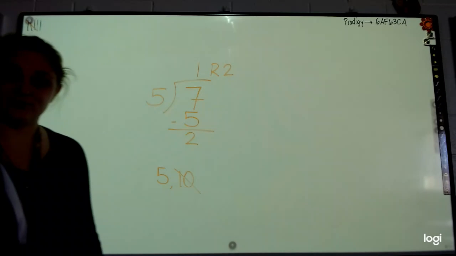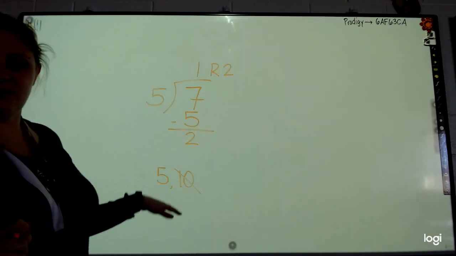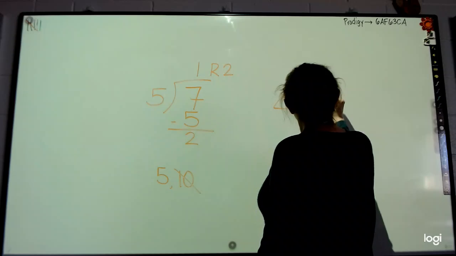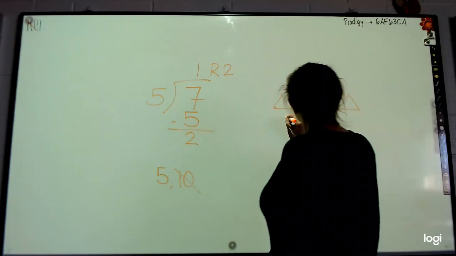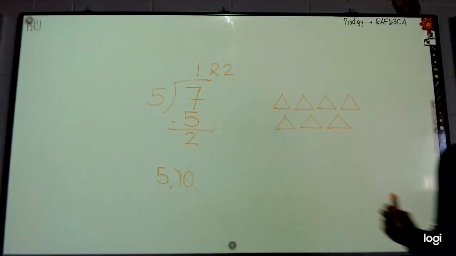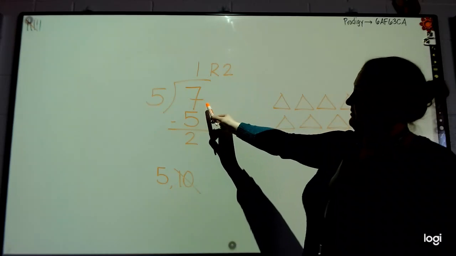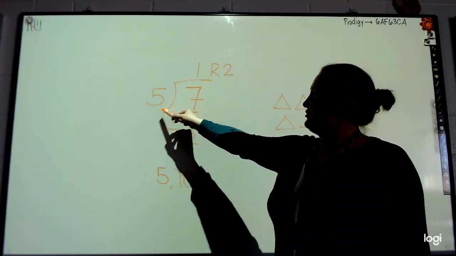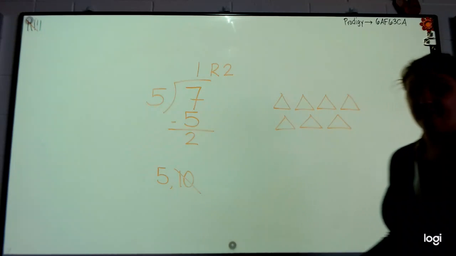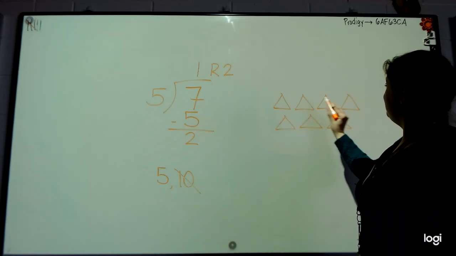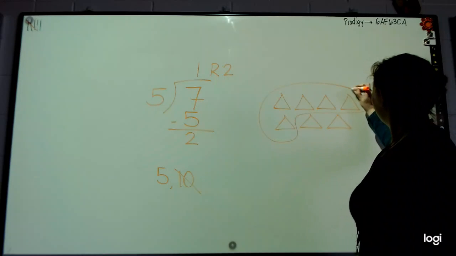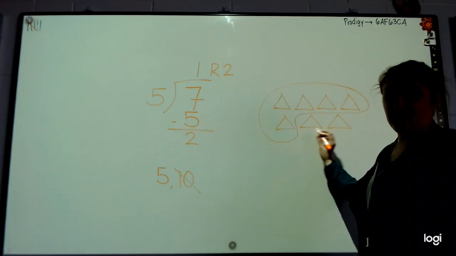All right, and I want to take a chance real quick, since our numbers are small, to really show you what this means. All right, I have 7 triangles. Okay, there they are, 7 triangles. What this problem is asking me to do is to divide 7 triangles into groups of 5 evenly. Okay, I want them into groups of 5. All right, 1, 2, 3, 4, 5. So I can circle this and put them in a group. But I have these 2 left over that wouldn't fit in a group of 5.